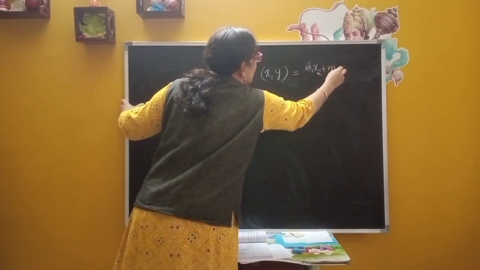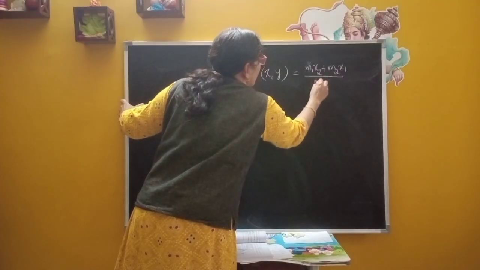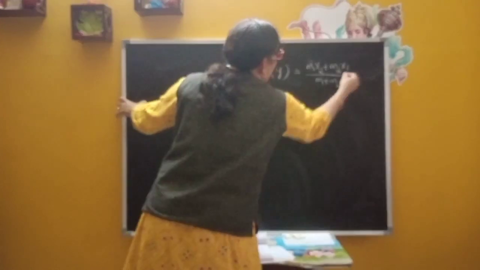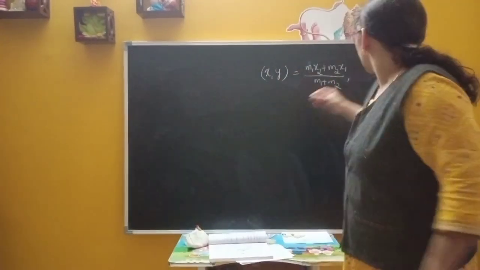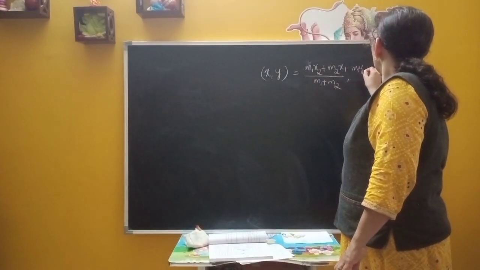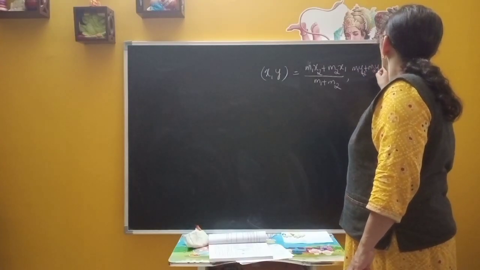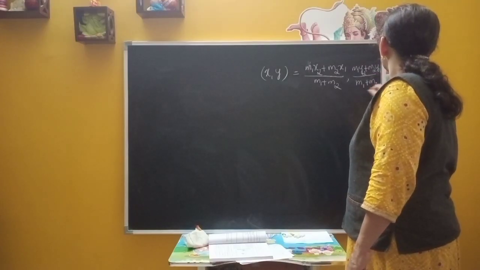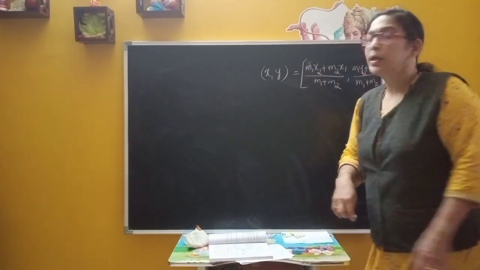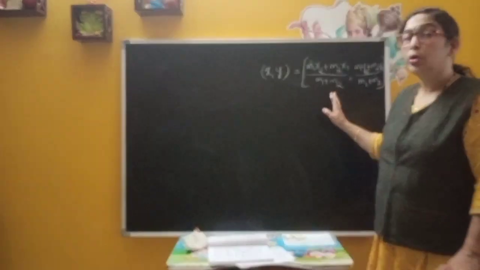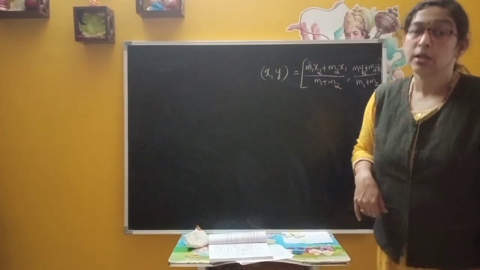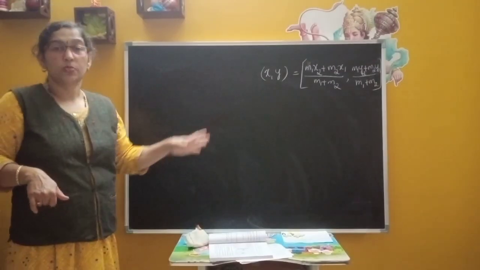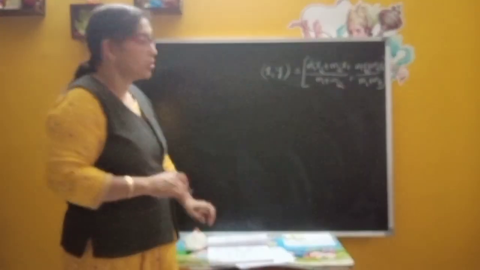plus m2 x1 by m1 plus m2, the coordinate of the first point x, and the other one m1 y2 plus m2 y1 by m1 plus m2. These are the coordinates of the point which divides the line into two parts. Two parts need not be equal. Okay. If it is equal, which formula we use? We use midpoint formula, that is x1 plus x2 by 2 and y1 plus y2 by 2.